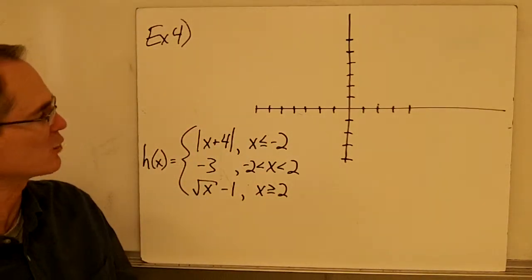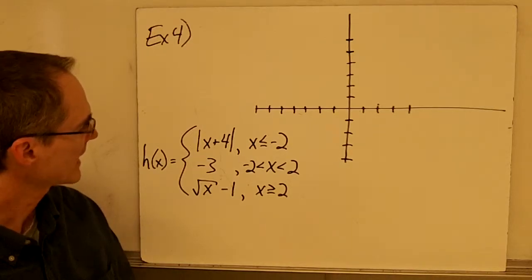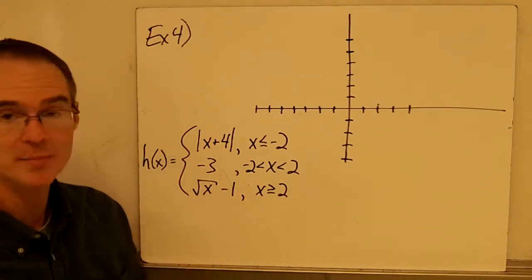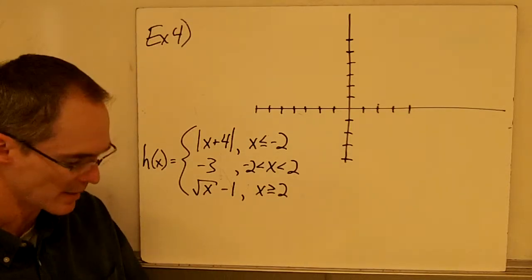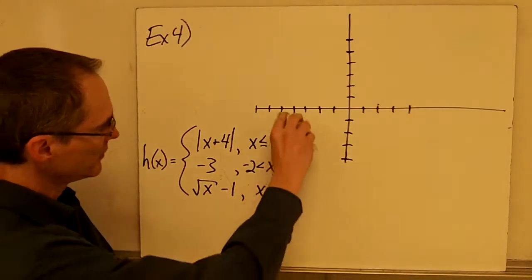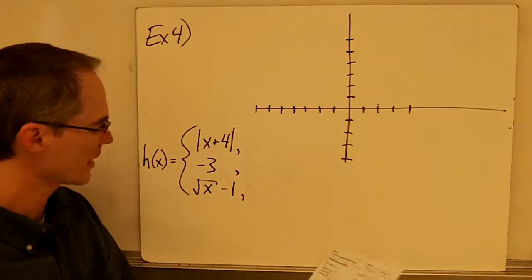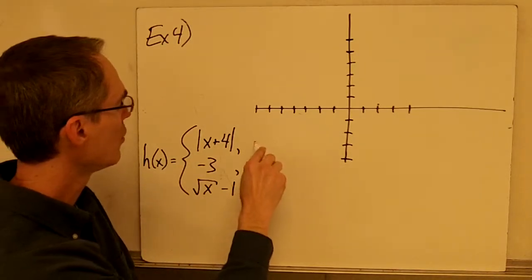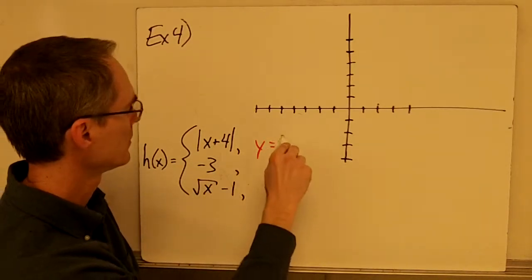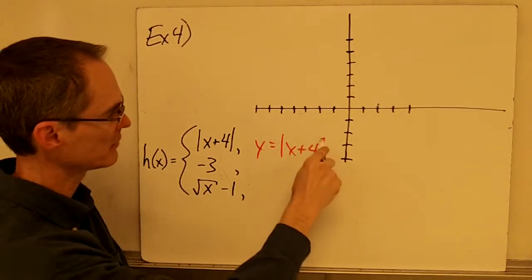And let's graph this piecewise function. This function is h of x. And I can see this piecewise function is going to have 3 pieces. But I'm going to graph this the same way that I did the other one. First, I'm going to ignore this part right here, and I'm just going to graph each one of these pieces as though they were just individual functions. So y equals absolute value of x plus 4. I know what that looks like. That's an absolute value function.